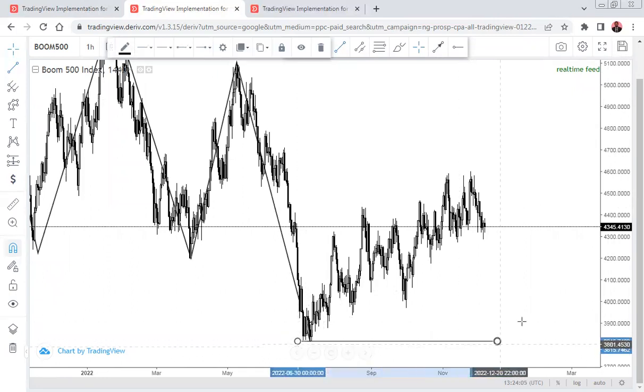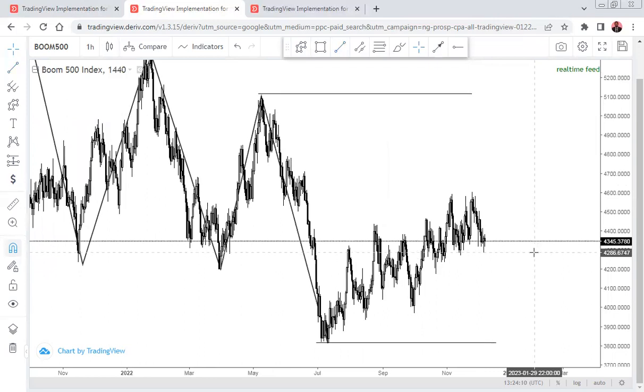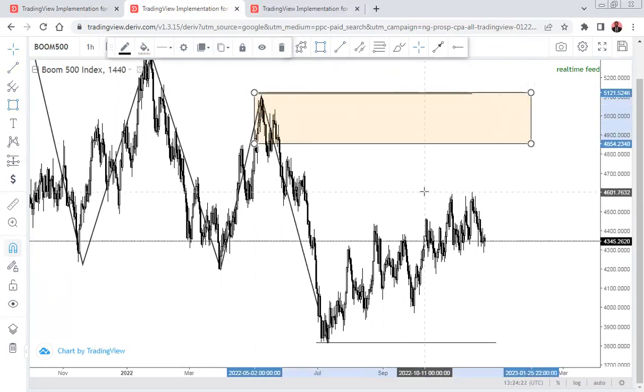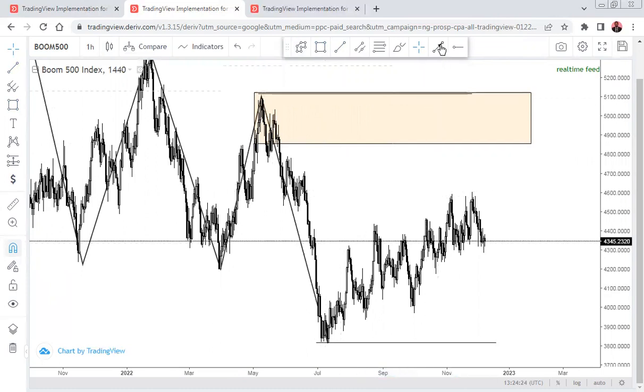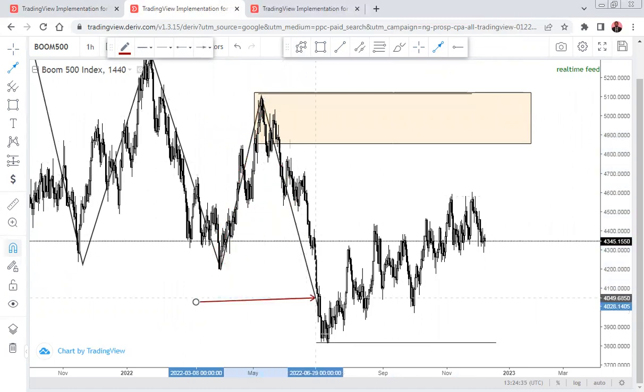Then number three, you want to find out that institutional candle that captured liquidity. The institutional candle, this is the candle here. All this move up is what led to the move down. All this move up is what led to this impulse move.